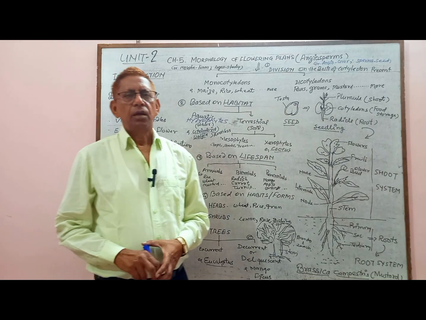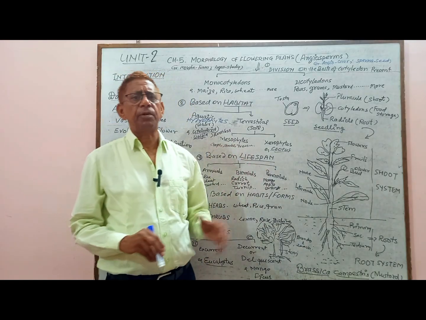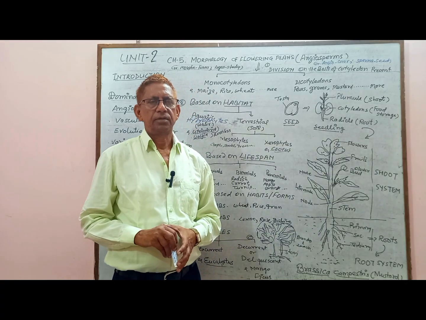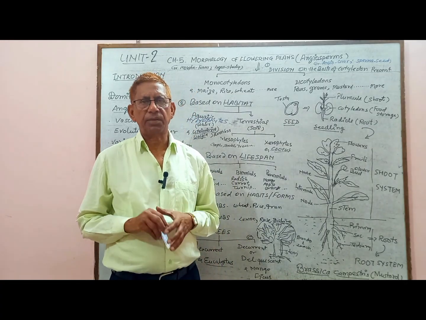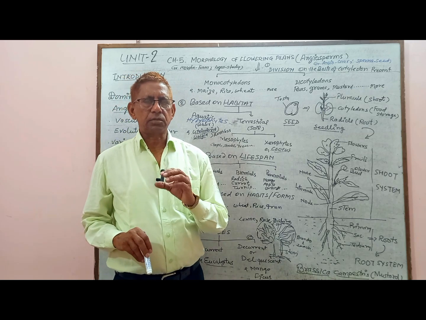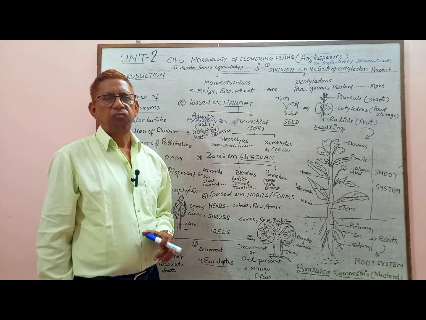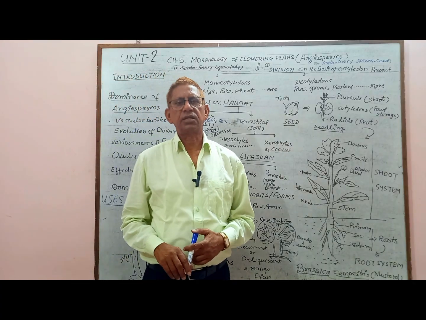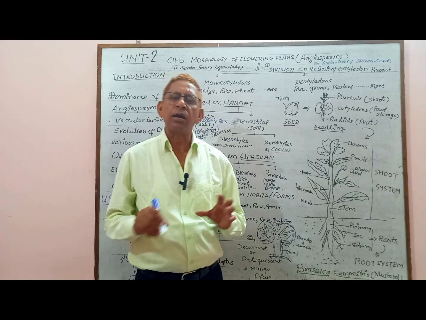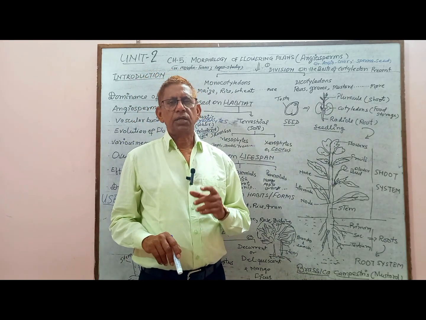Morphology is a branch of biology which deals with the study of flowering plants related to external features. What is the height of the plant? What is the shape and structure of the plant? External features. This term morphology is derived from two words: one is morph, meaning form, and the other is logos, meaning study. It means morphology is a branch of science which deals with the external features of any living organism. So that's the morphology of the flowering plants.